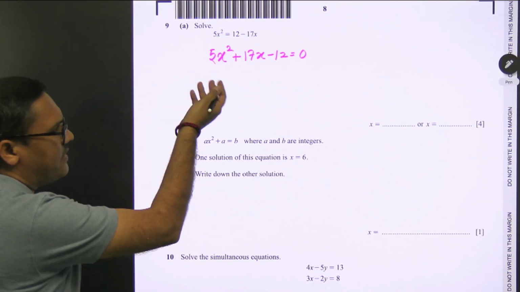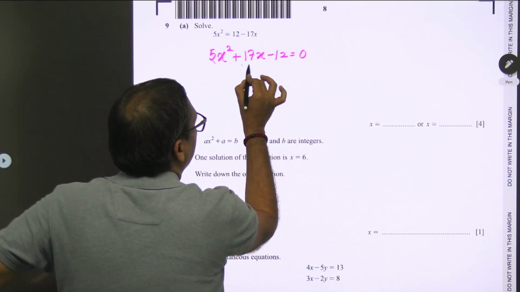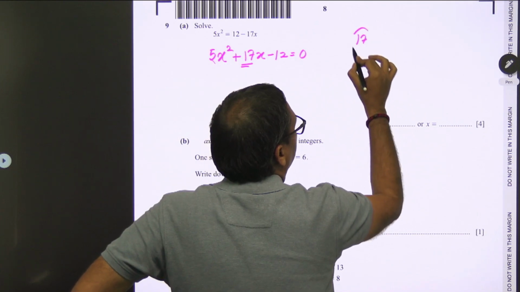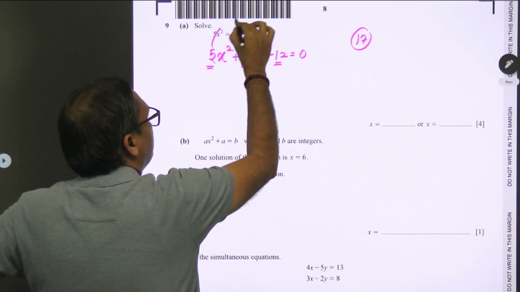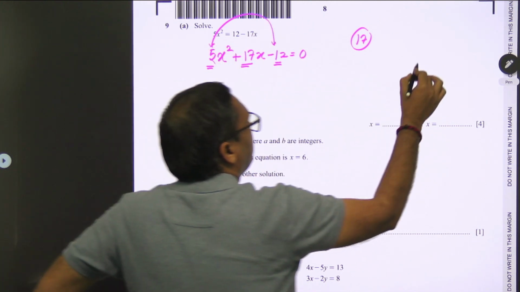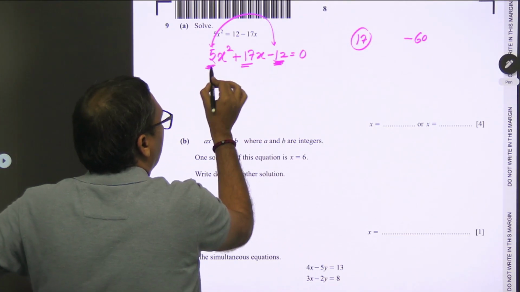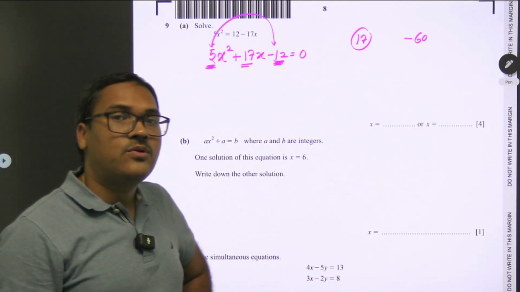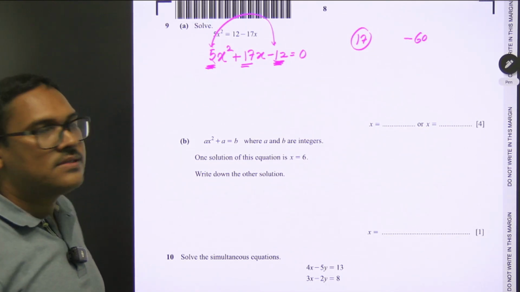Or otherwise, we can factorize this. Now, let's see how to factorize this. You can see we have to split the middle term, which is 17. Correct? Sum should be 17, and we have to think of numbers whose product is minus 60. How did we get minus 60? Minus 12 into 5 is minus 60. So you have to think about two numbers whose product is minus 60 and sum is 17.